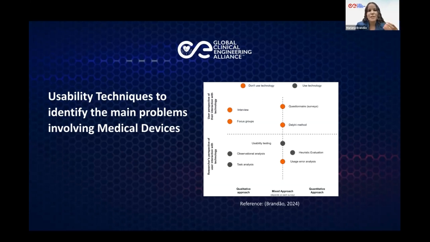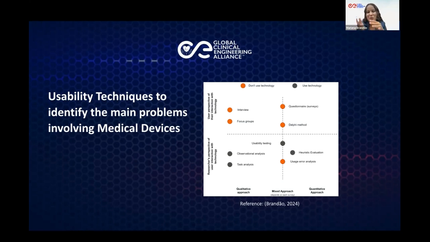We can apply usability techniques to identify the main problems involving medical devices. We have many different usability techniques. For example, we have interviews, focus groups, questionnaires, Delphi method, usability testing, observational analysis, task analysis, heuristic evaluation, and we have also the usage error analysis. Some are techniques where we use technology, and we have techniques where we don't use technology. We can apply, for example, them to analyze the perspective of the user.